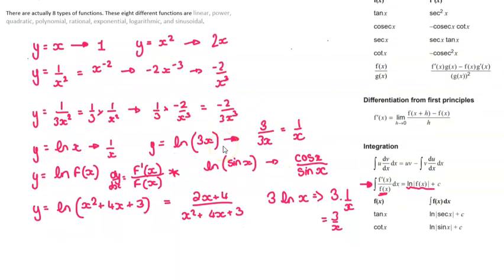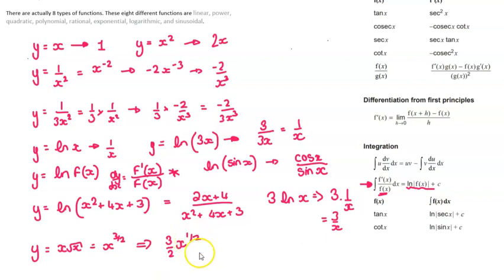Sorted. Right, what about everyone's least favourite function, x root x? Well, that's the same as x to the power 1 add a half, so x to the power 3 over 2. When you differentiate that, you multiply by the power, knock 1 off the power.